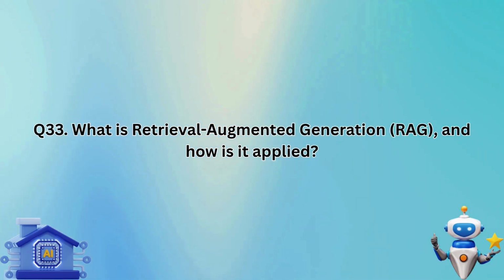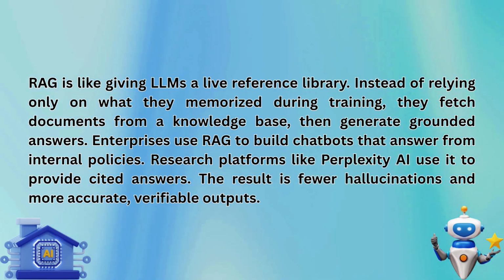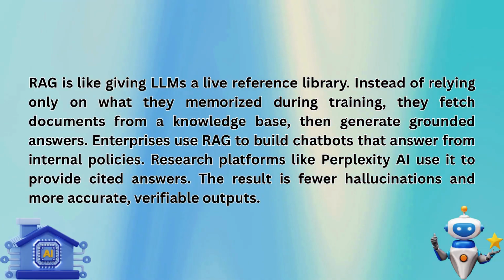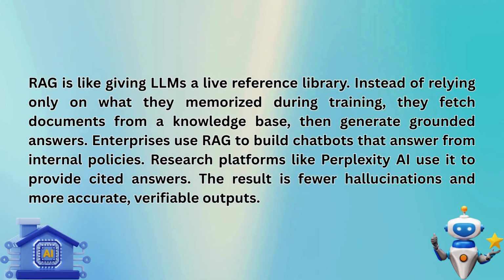What is Retrieval Augmented Generation, RAG, and how is it applied? RAG is like giving LLMs a live reference library. Instead of relying only on what they memorized during training, they fetch documents from a knowledge base, then generate grounded answers. Enterprises use RAG to build chatbots that answer from internal policies. Research platforms like Perplexity AI use it to provide cited answers. The result is fewer hallucinations and more accurate, verifiable outputs.